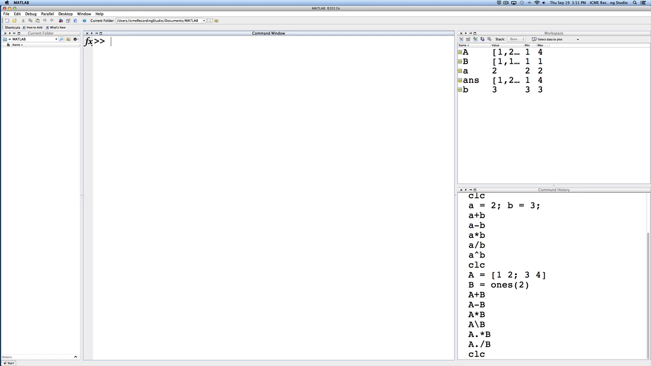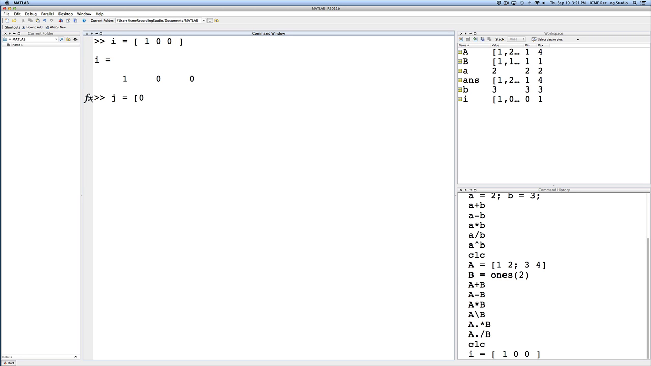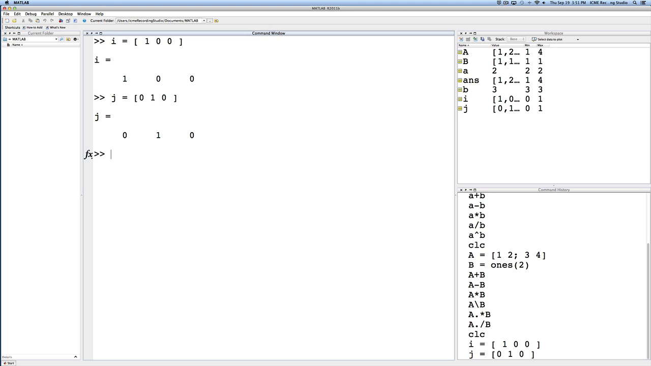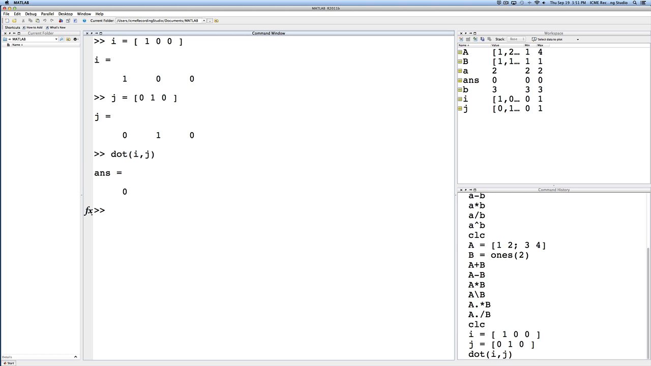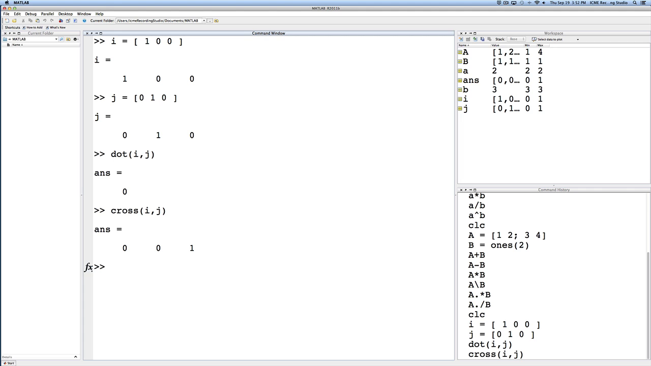For example, let's create vectors i and j representing the unit x and y axes in 3D space. The dot product of i and j, given by dot of i and j, is 0, as it should be because the x and y axes are perpendicular, and the cross product of i and j gives the unit z-axis.